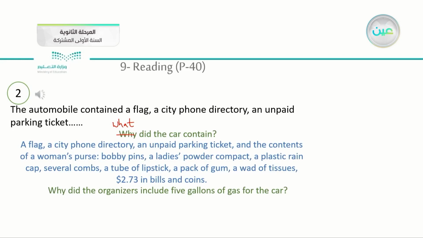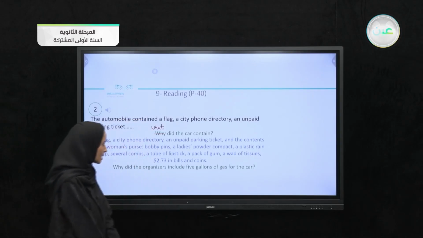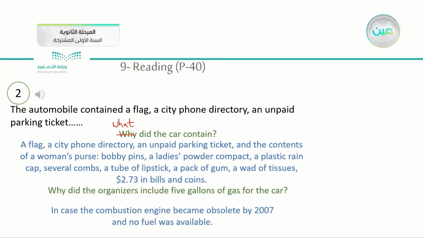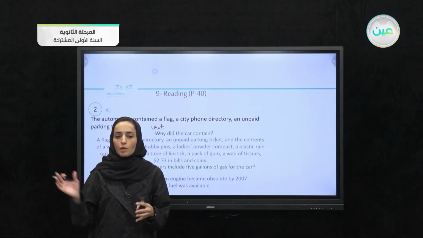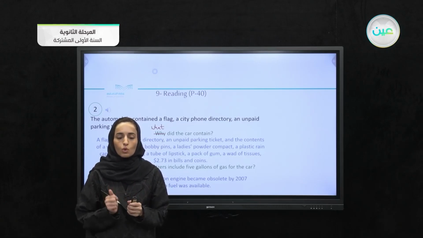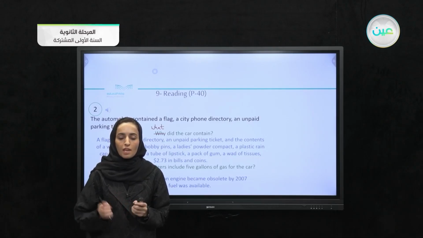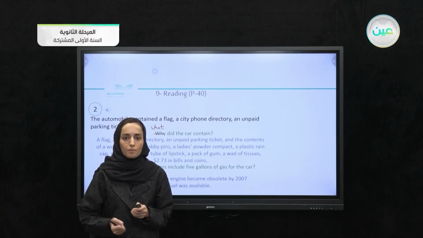Do you have an idea why they added 5 gallons of gas? They wanted the car to be able to work in 2007. In case the combustion engine became obsolete by 2007 and no fuel was available. So they have thought about all the circumstances. In 2007, maybe cars will be electric and people won't have gas. We want it to start working, so they added the gas so the 2007 people will be able to start the car.